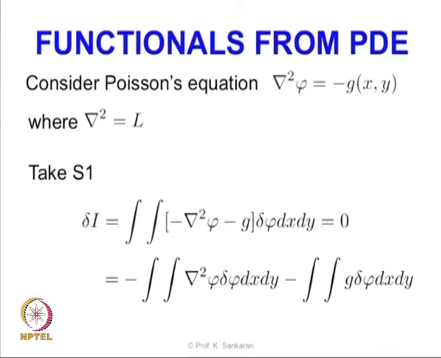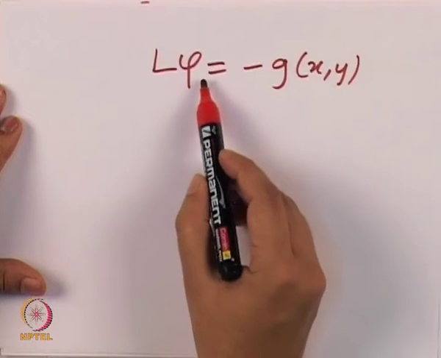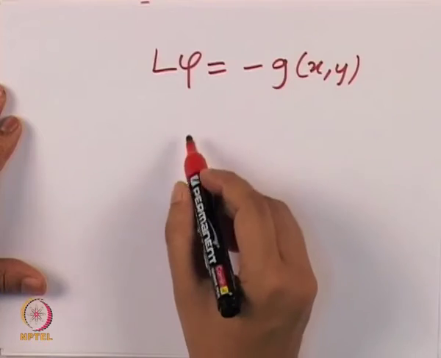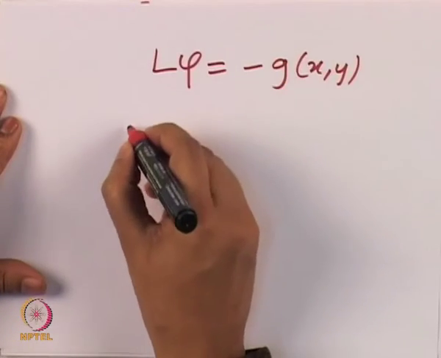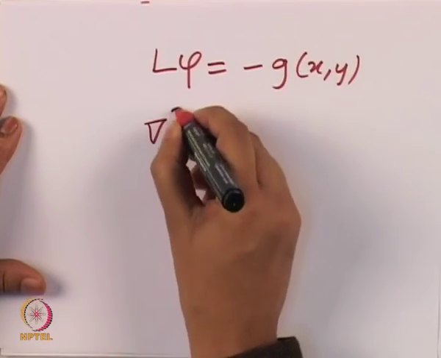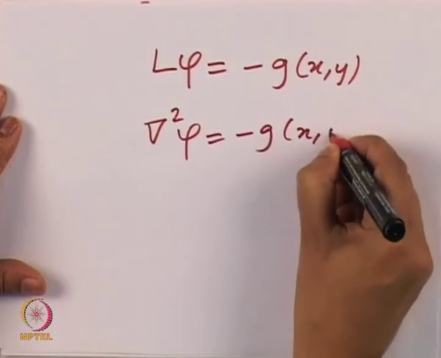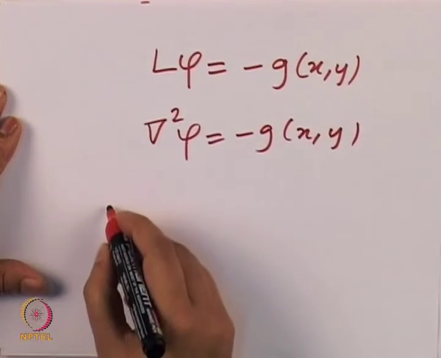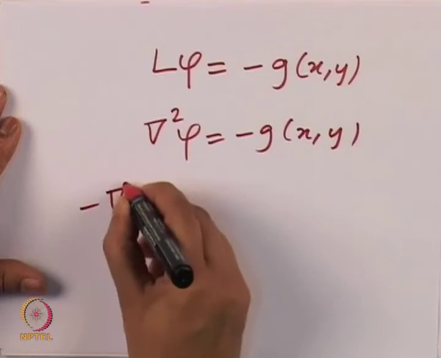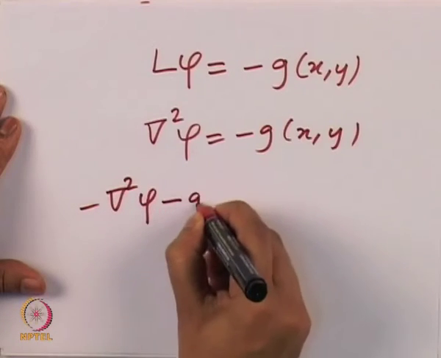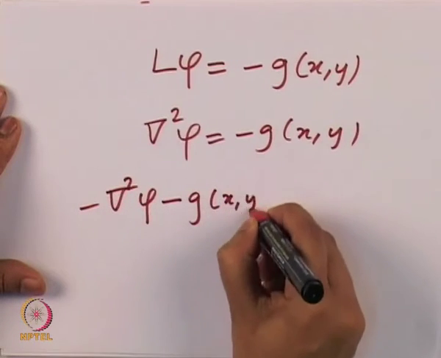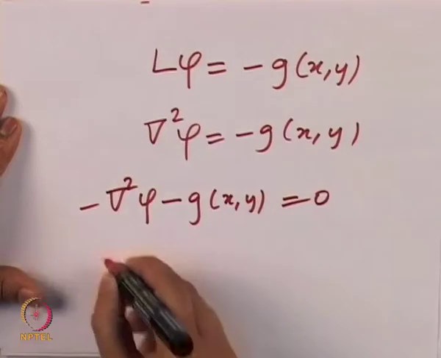So let's start with this expression given by L of phi equal to minus g of x, y, and L here is the Poisson operator. I take it to the left hand side and I say minus nabla squared phi minus g of x, y is equal to 0.